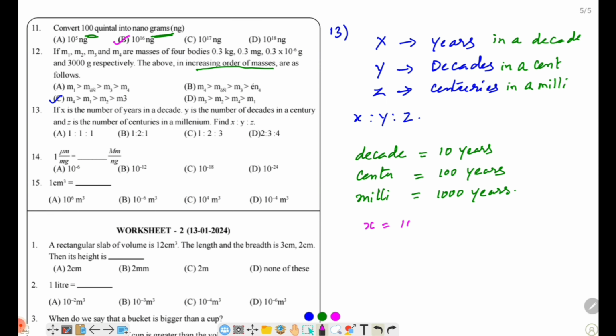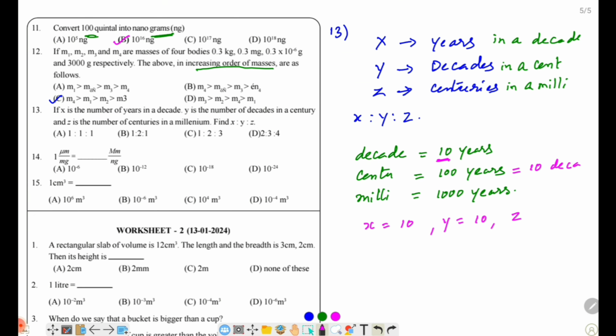X equals 10 because it is the number of years in a decade. So one decade is 10 years. Then what is the value of Y? Y is the decades in a century. So see here, 100 years you can write as 10 decades, right? So then the Y value will be 10.